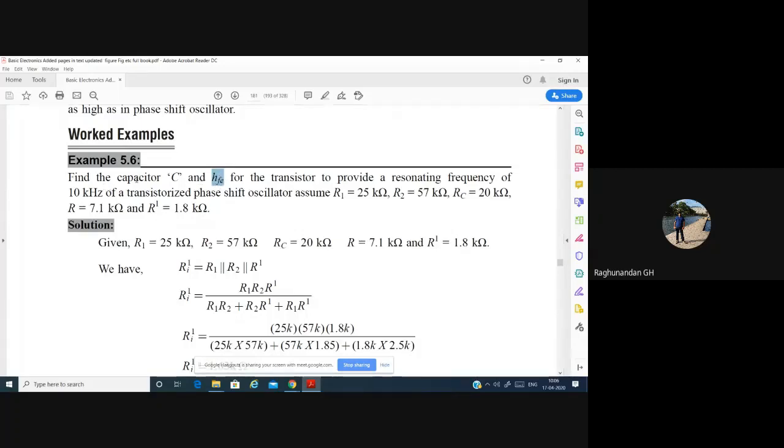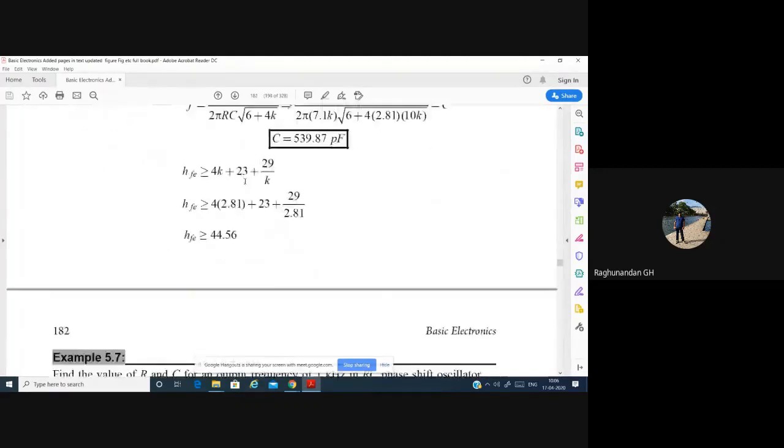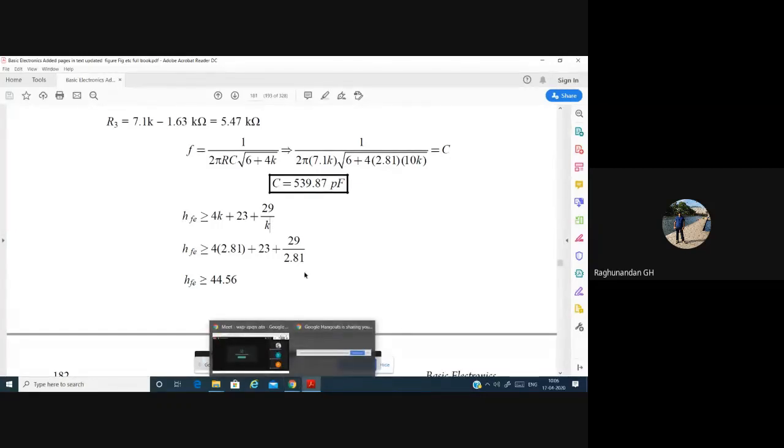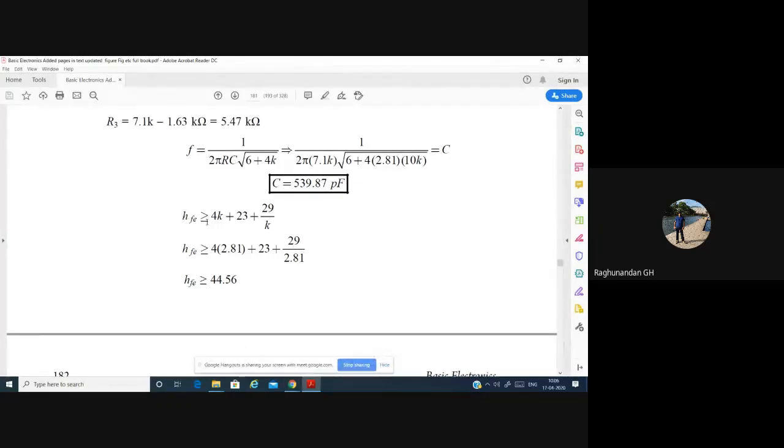Here, if this is asked, you have to remember one equation. This is the equation you should remember: HFE greater than or equal to 4K plus 23 plus 29 by K. This is one formula you have to remember. You don't have derivations for this, but you have to remember this.